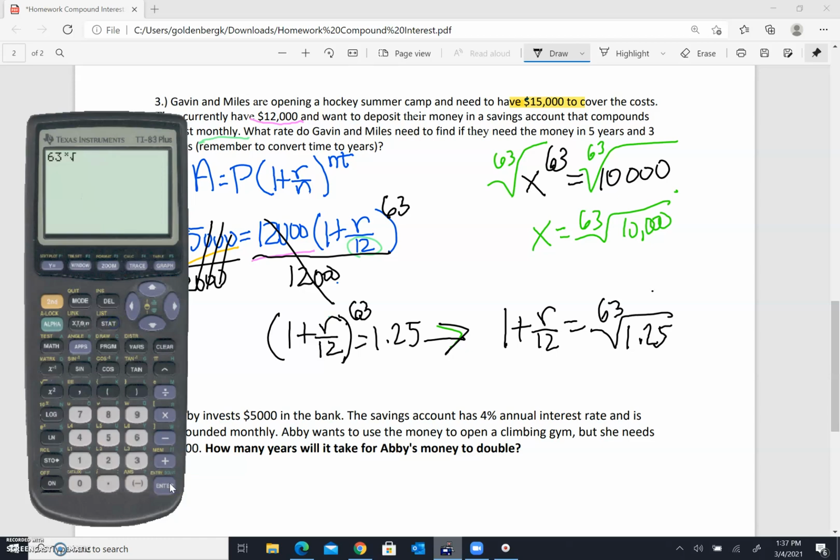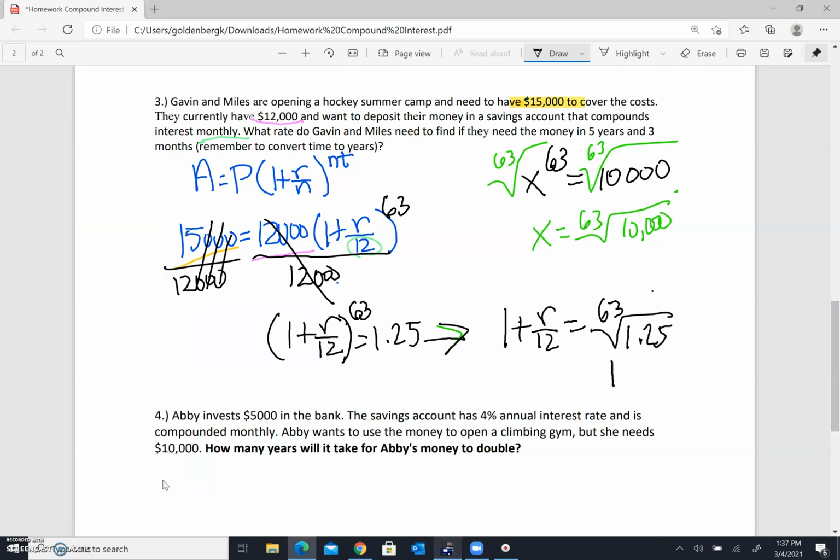Now, if you've got a newer calculator, it will put the 63 up top for the index as the root. If you've got an older one like me, it might not do that. And then in parentheses, I'm going to put 1.25. And that tells me it's about 1.003. And I'm going to keep my exact answer on my calculator. And now I just need to solve for r.